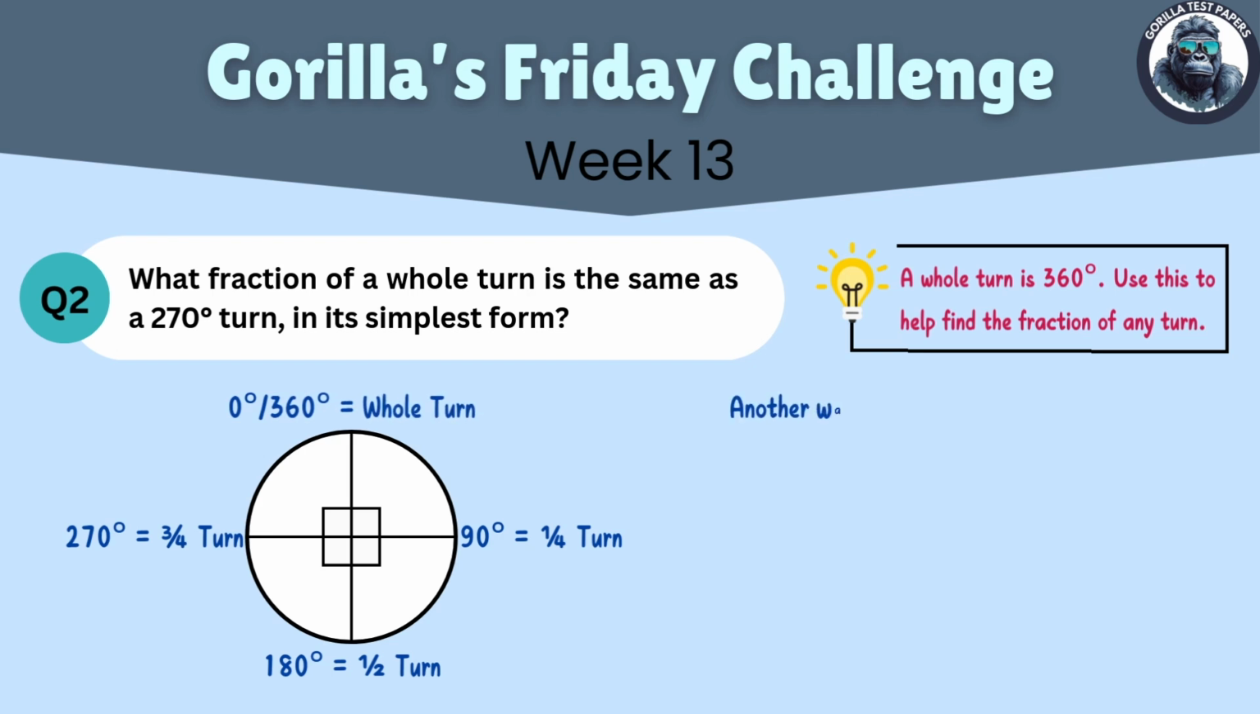So if 360 degrees is a whole turn, then we can do 270 over 360, and when we simplify this down, we get 3/4. So therefore, a 270-degree turn is the same as 3/4 of a whole turn, or a 3/4 turn. This is the answer for this question.